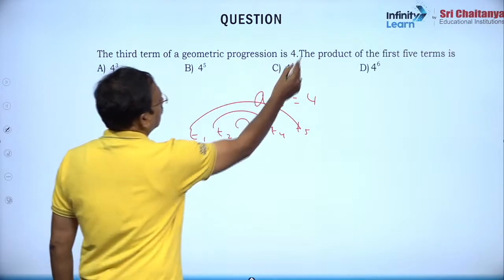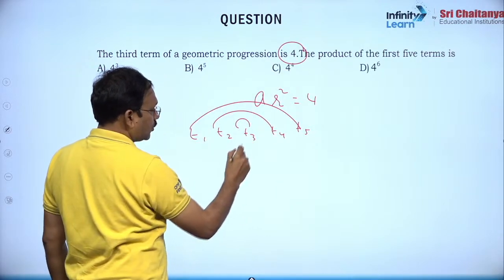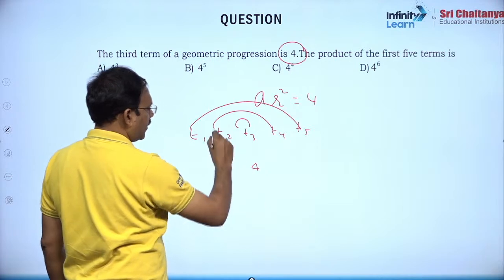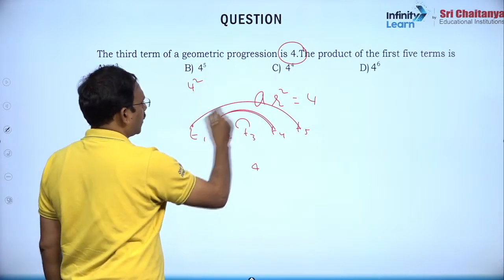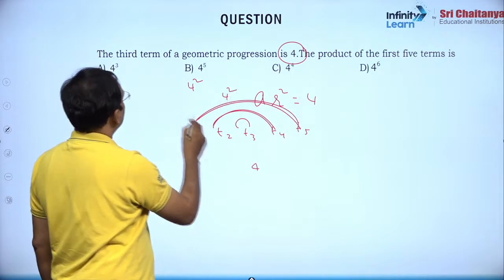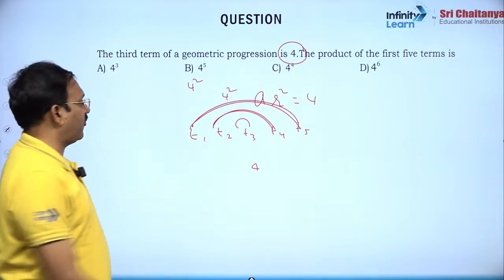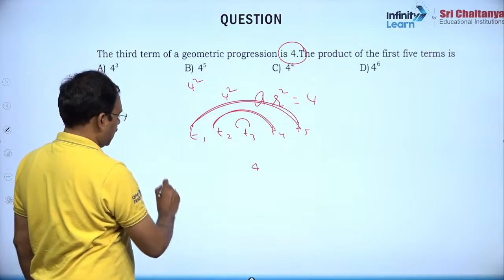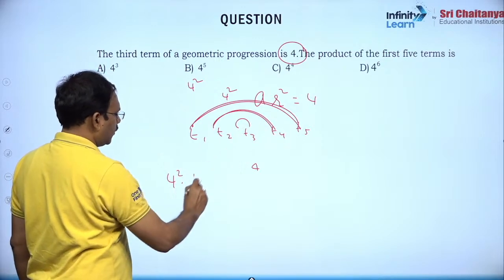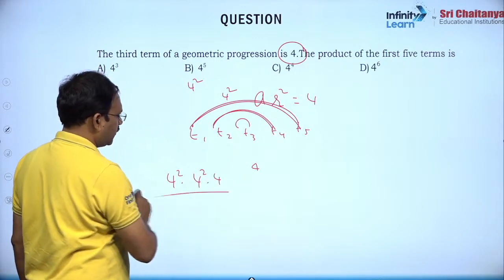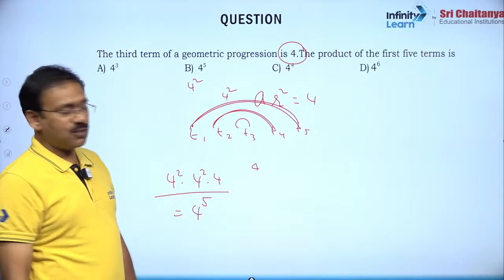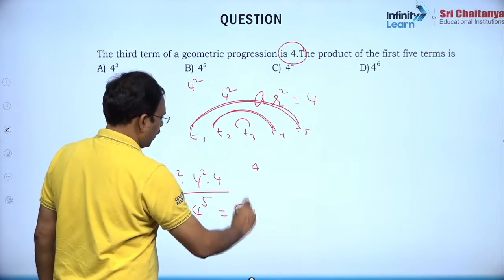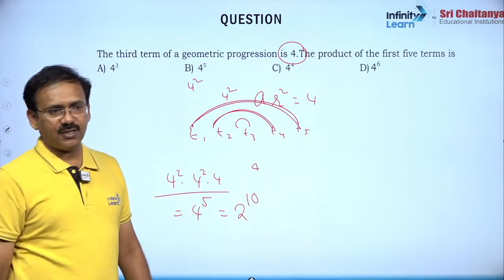You see, third term is given as 4, so this product will be 4 square. He is asking the product of first 5 terms. First and last is 4 square, second and fourth will be 4 square, T5 is 4. So which is going to be 4 power 5, my dear friends, which is 2 power 10, which is going to be 1024, dear students.